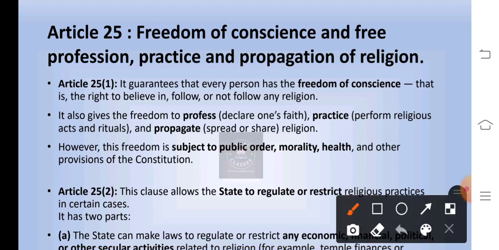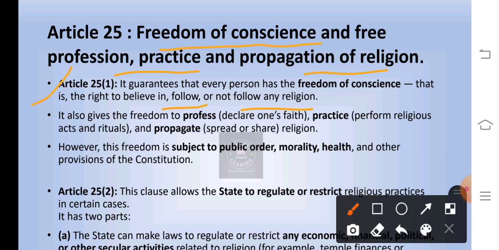Article 25, that is, freedom of conscience and free profession, practice and propagation of religion. It simply means that in Article 25 clause 1, according to your inner voice, according to your conscience, whatever your wisdom says to practice a particular religion, you are absolutely free to practice that religion. It's absolutely your choice whether to follow or not follow any religion.